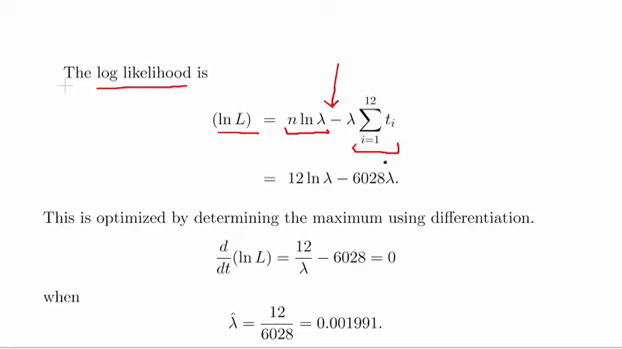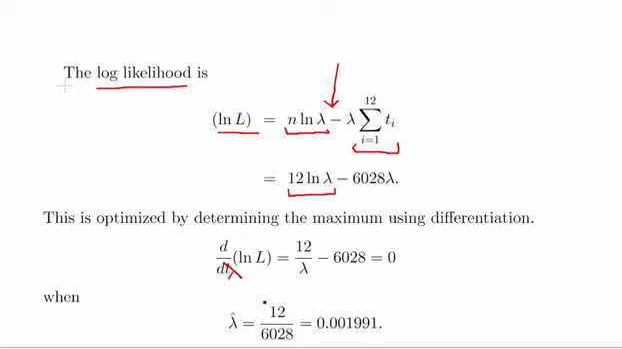It's essentially just calculate, add up all the durations there. So that is 6,028 times lambda. N times the log of lambda is essentially equivalent to 12 times the log of lambda. So what we have to do is optimize this by determining the maximum using differentiation. So we differentiate it with respect to lambda. That should not be t, that should be lambda.